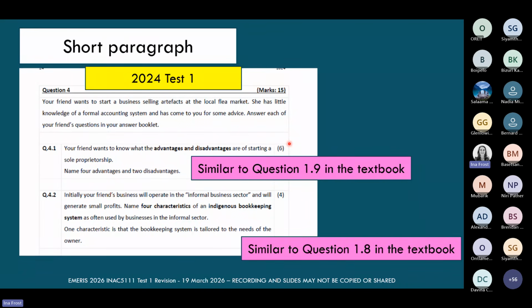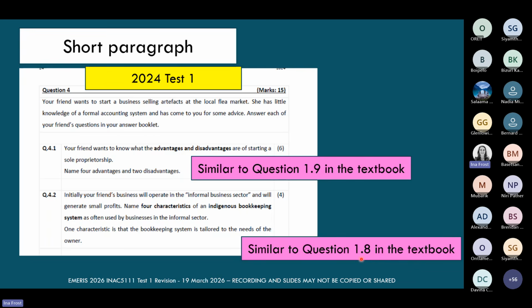So already we know it's not just one of each. And if we read a bit further, we see it's 4 advantages and 2 disadvantages. So that is how we're going to get to the 6 marks. And then in the next question, your friend was asking about the informal business sector, and we had to name the 4 characteristics of the indigenous or informal business sector. And that is question 1.8 of your textbook.